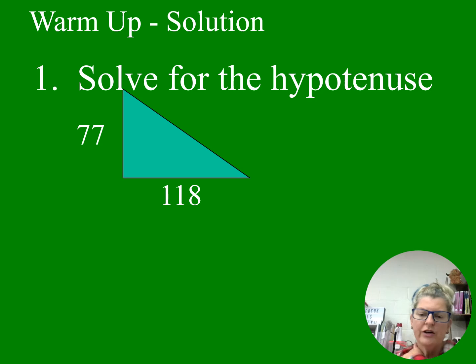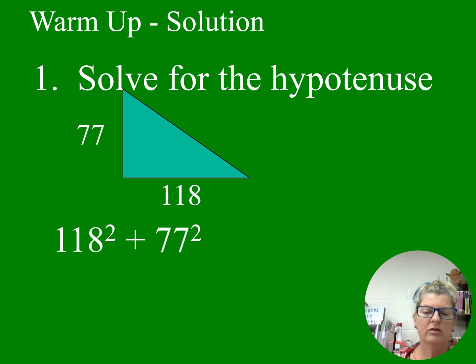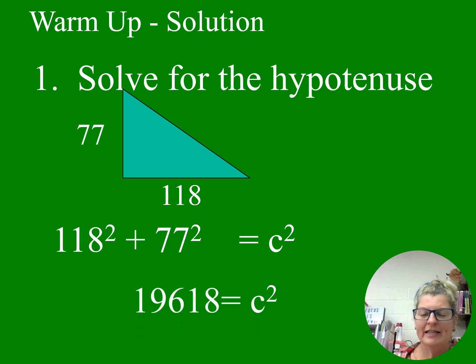All right, so let's check your answers here. For number 1, you should have had 77 squared plus 118 squared equals c squared. And then, when you solve that, you're going to get 19,618 equals c squared. To undo that c squared, you're going to have to take the square root. So you should have gotten c as a value of 140.9, or 140 and 9/10, I should say.